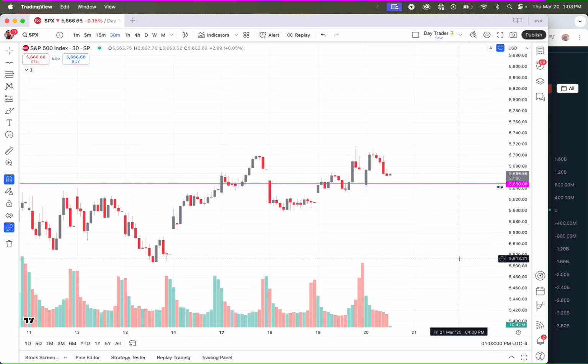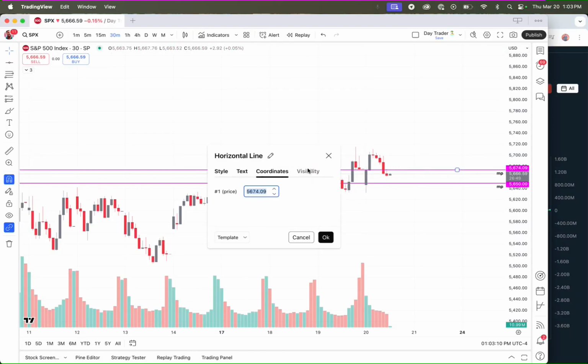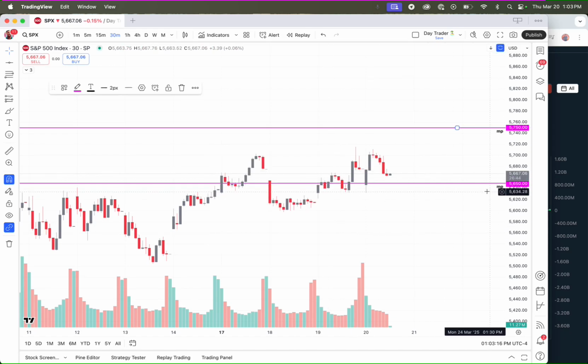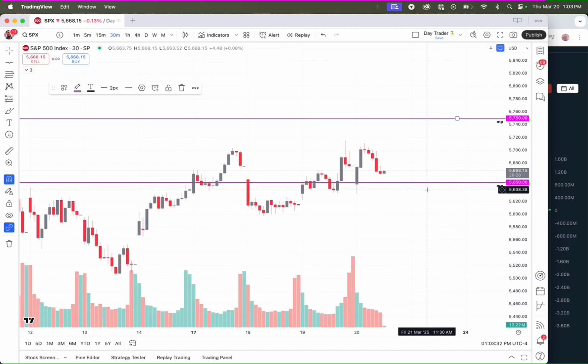I like to use acronyms, so MP stands for max pain. I'm going to copy this and also record max reward at the moment, so 5750. Just like I said, max pain is a big wall of support, but if price is coming down towards it, it doesn't mean it can't go lower. If it does go lower, then you need to look for the next area of interest, which I will show you how to do. I'm going to mark this as MR for max reward.